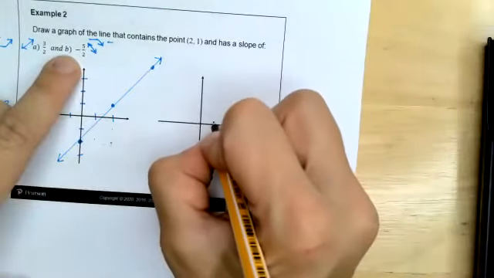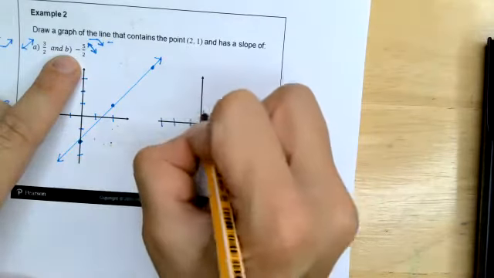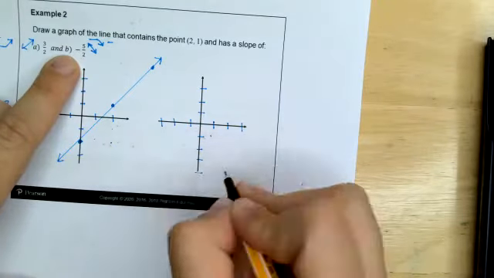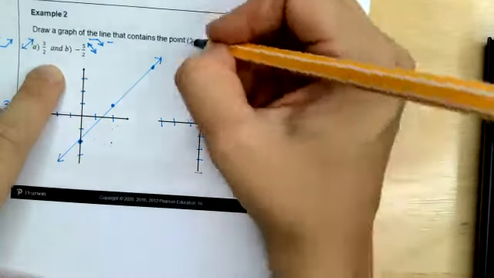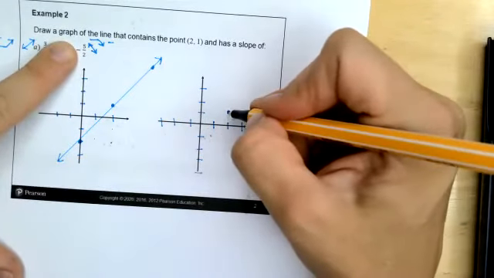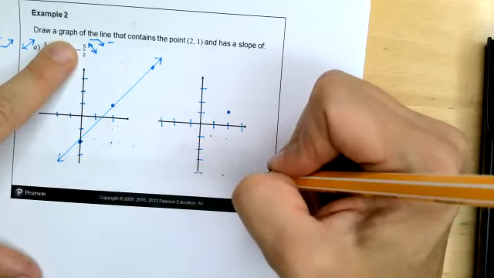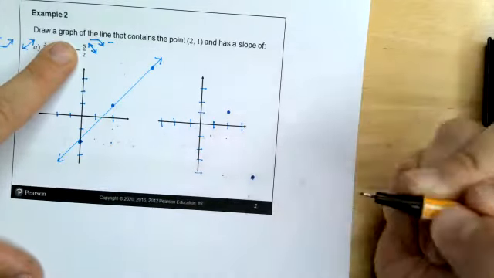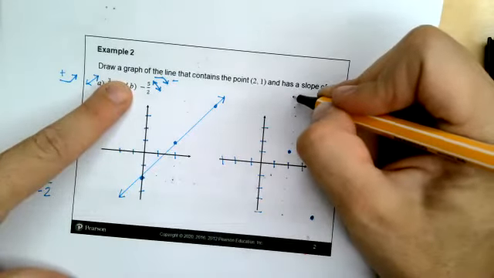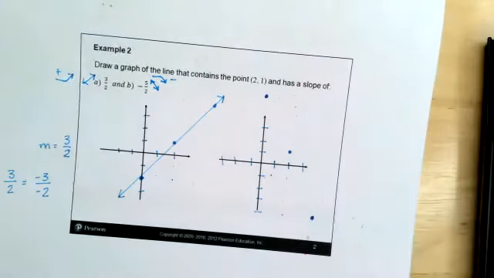-5 over 2. Okay, again, we're starting at the same point, (2, 1). Now I need to go down 5 and then to the right 2. Or again, I can go up 5 and over to the left 2.